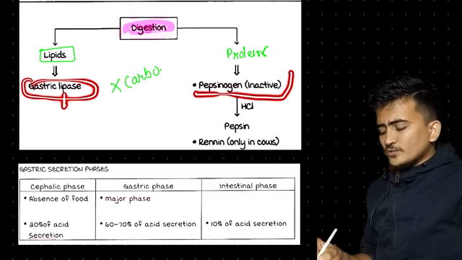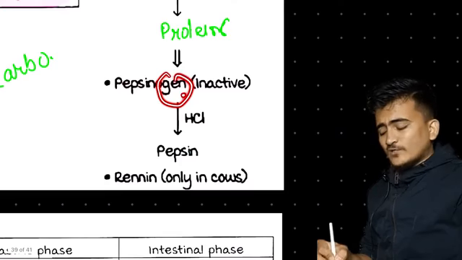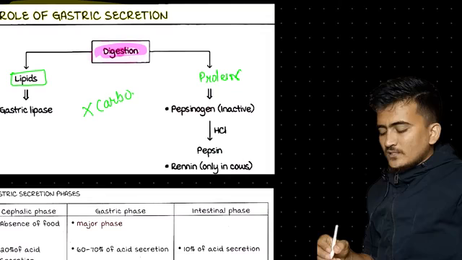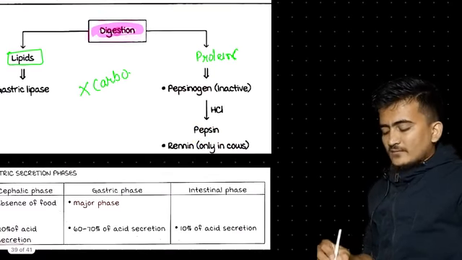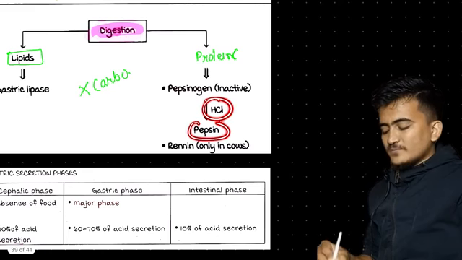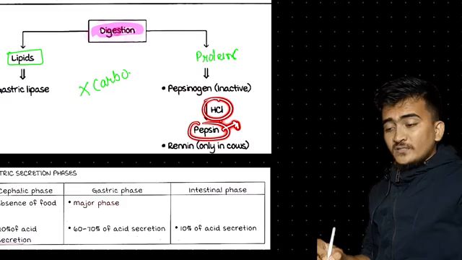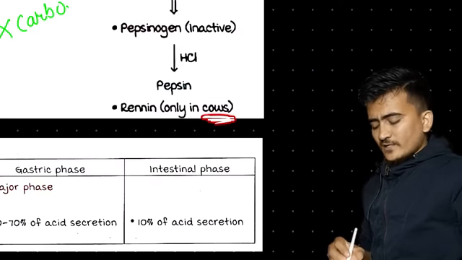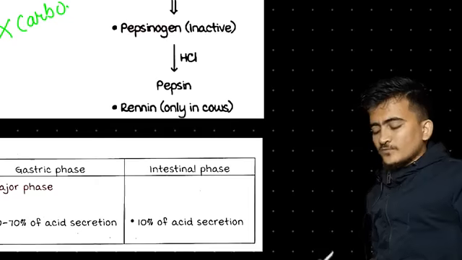Similarly, to digest protein, we have pepsinogen. As I mentioned earlier, a name ending in -gen indicates an inactive form. This pepsinogen is converted to pepsin with the help of HCl, and pepsin is the main agent for protein digestion. But in animals like the cow, we have renin, which is also responsible for protein digestion.